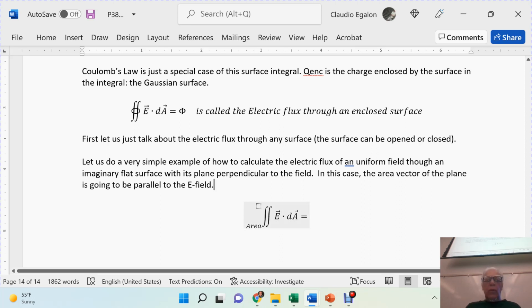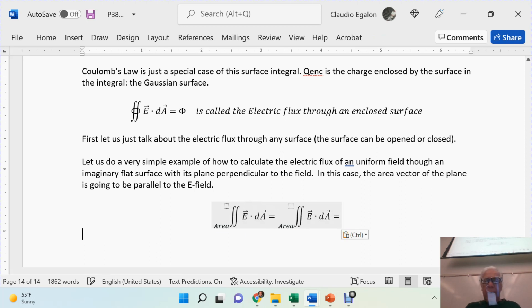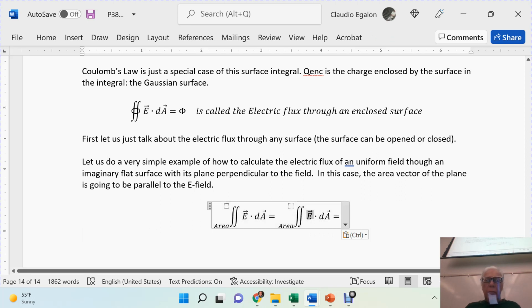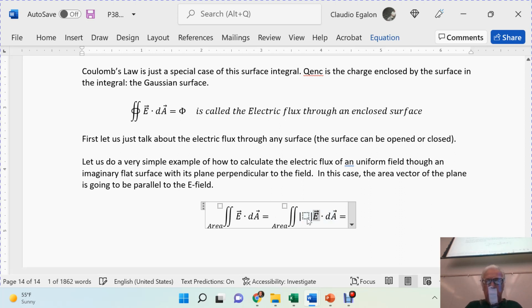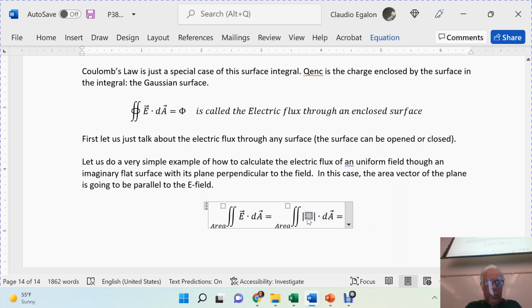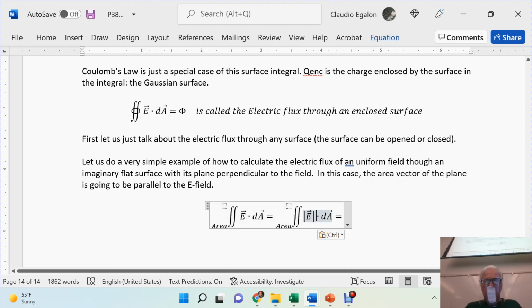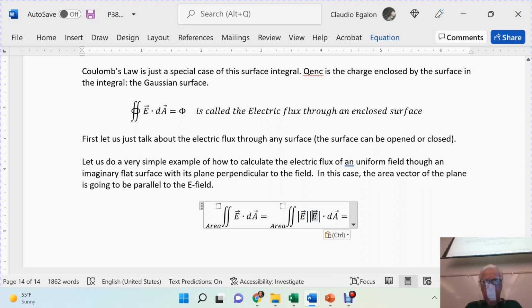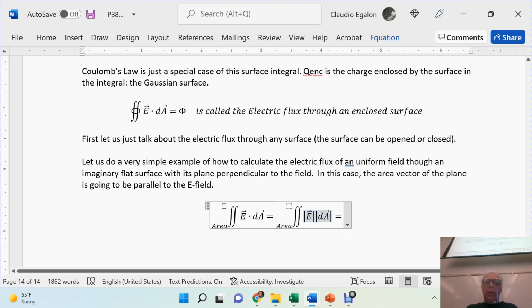Okay? So when we do this dot product that you see right in here, we can write down that this dot product is going to be the magnitude of E and the magnitude of A. I still didn't do the integral. It's going to be something like that.